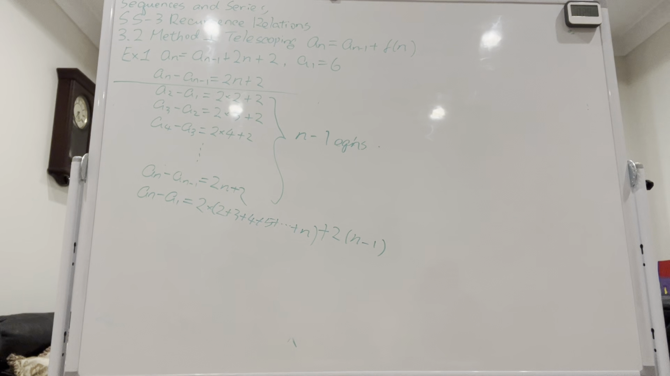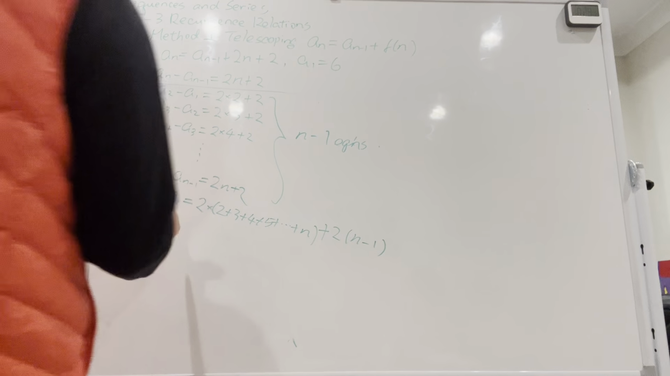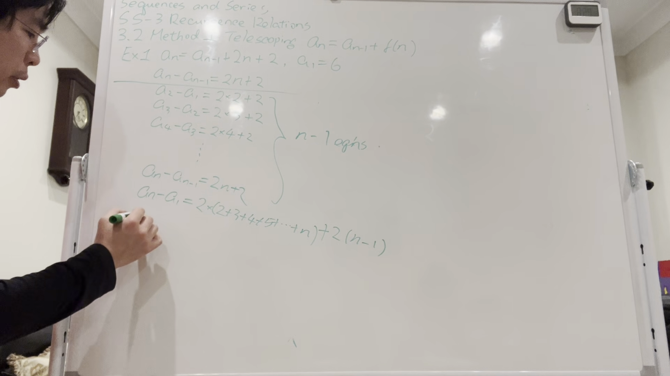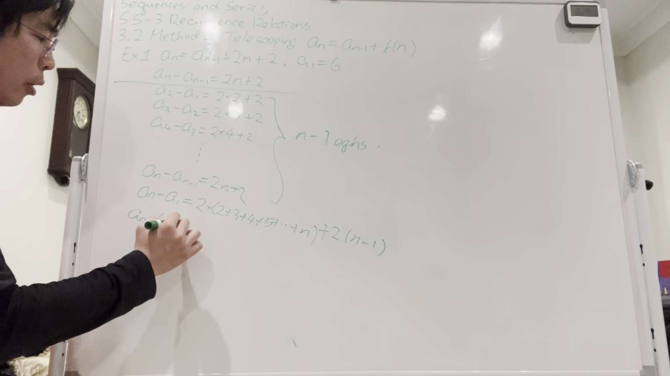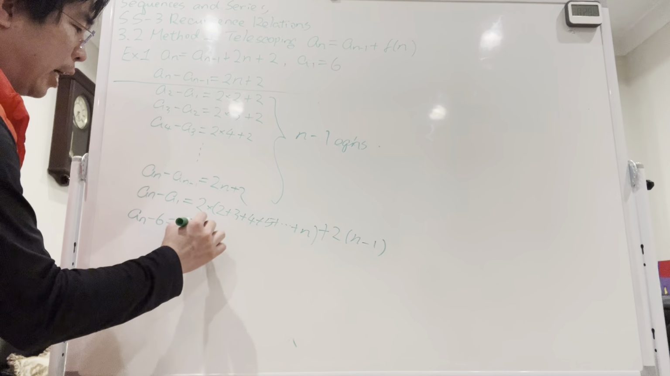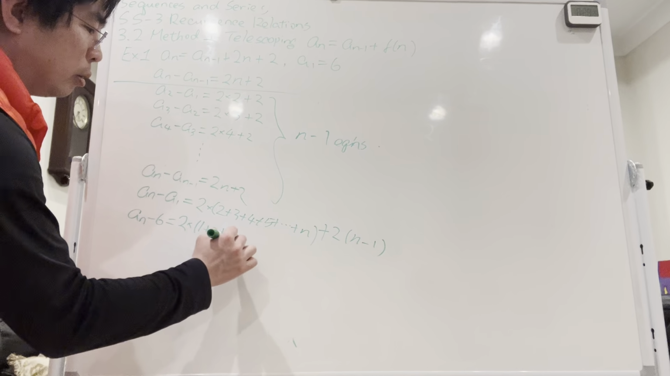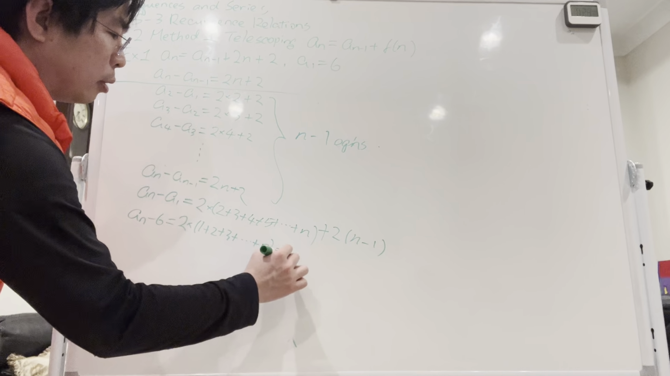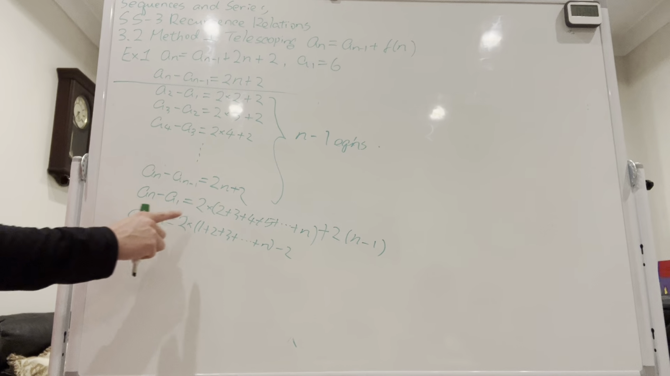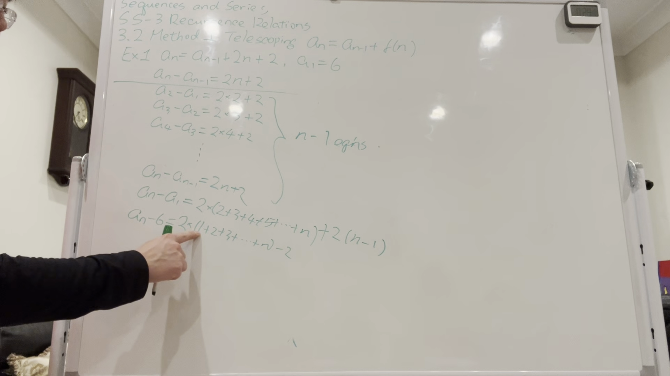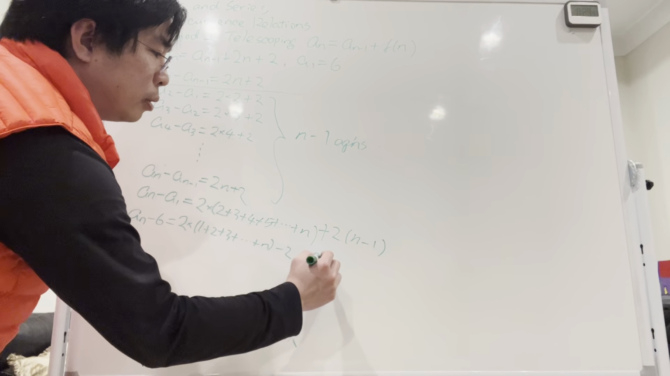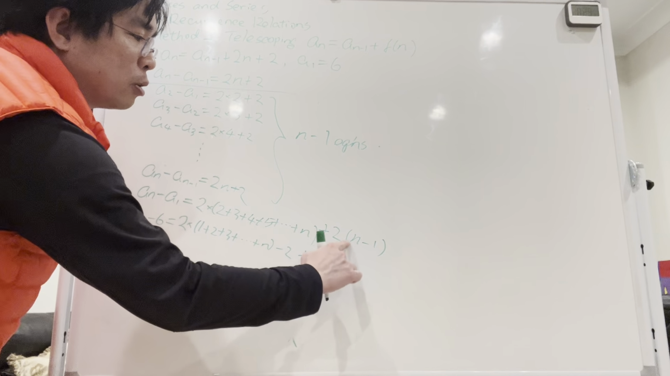Let's continue. We know what A1 is. A1 is just 6, so an minus 6. On the right-hand side, it's 2 plus 3 plus 4 all the way to n, and I don't like that. I want to start from 1, and then minus 2, because I added the 1 here, so I have to subtract it back. Is everyone with me? Instead of 2 plus 3 plus 4 inside, I add a 1 and then subtract it outside the parentheses. And then plus 2 times (n minus 1), which is 2n minus 2 with the parentheses removed.